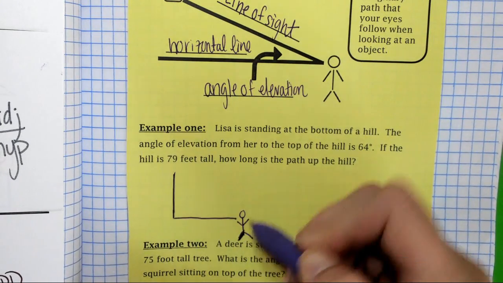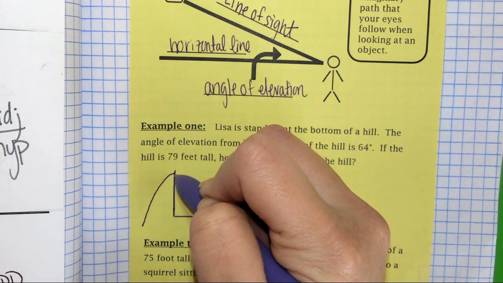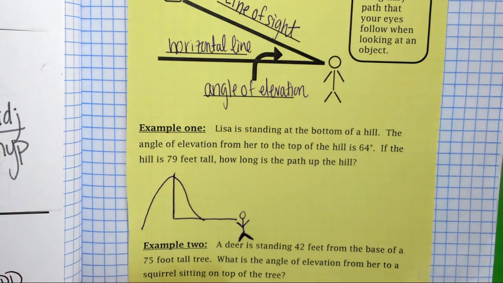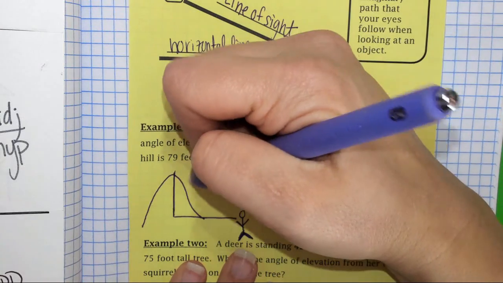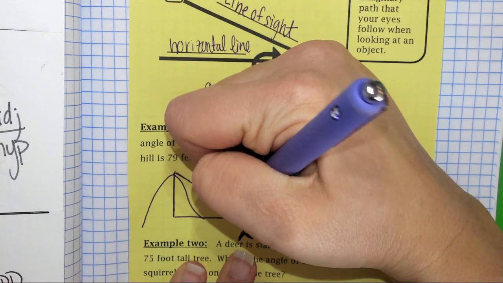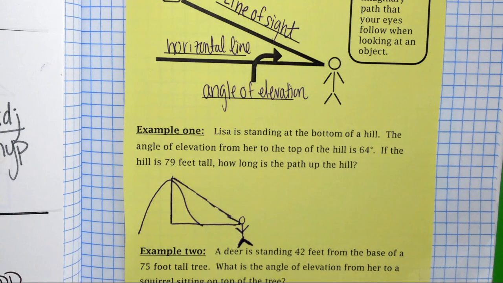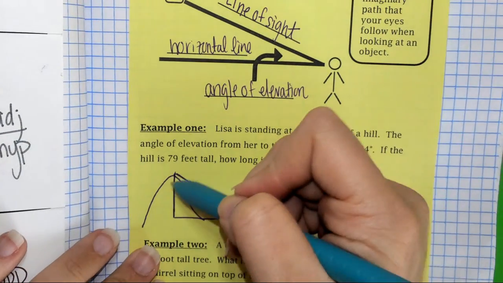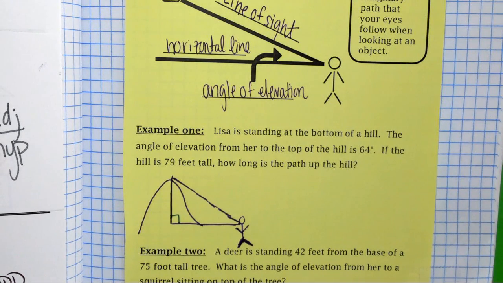Well, you can make an actual hill. There. And her line of sight is this. Do we agree so far? Yes. Now, we know that a mountain from the top to the bottom is a 90-degree angle. At least I hope that you know that in your life.